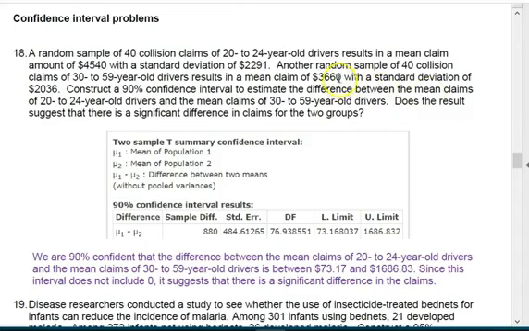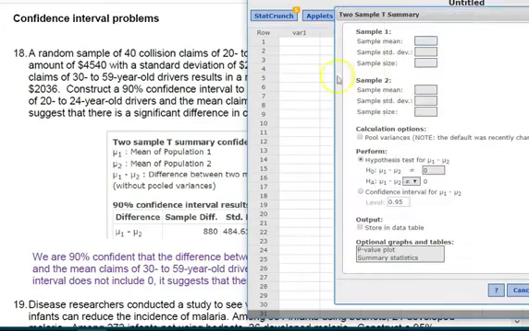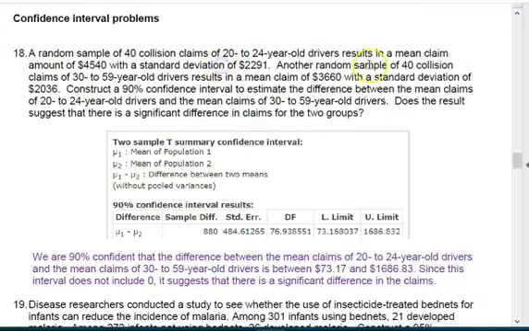So in StatCrunch, because we're talking about two different means, what we want to use anytime we're talking about a mean is the t-stats. This time we've got two sample with summary. So we're going to put in our sample mean, sample standard deviation, and sample size for each of the two groups. We want to do it in the same order that they come up in the question. So we're first going to put in the information for the 20 to 24-year-old drivers, and then we'll put in the info for the 30 to 59-year-old drivers.